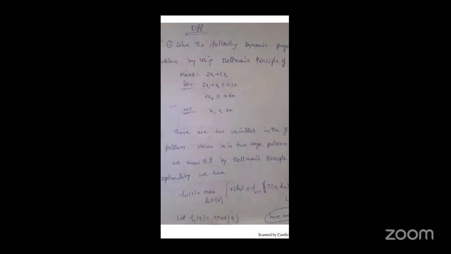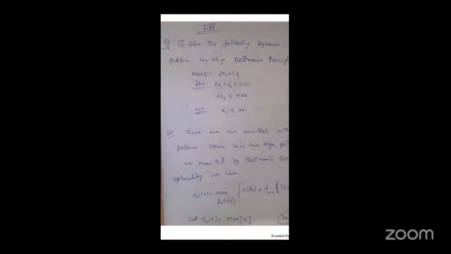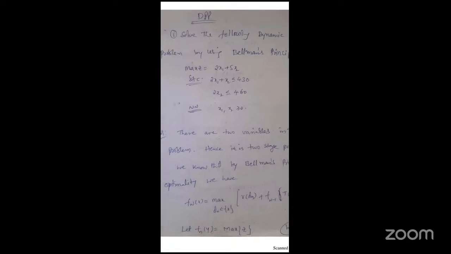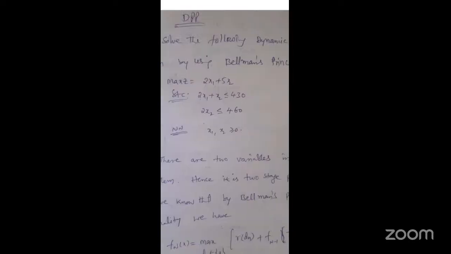Here n could be small n or capital N, whichever it may be. Let fn of y be our objective function, maximum z. I am assuming the question is asking for maximum z. So we can solve this problem in exactly two stages. Why? Because we have two unknown variables, so the problem is a two-stage problem. First, the nth stage maximum z. For n equal to 1, we can get the solution. Next slide.